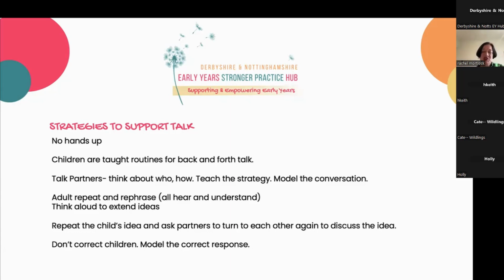So we can ask a question that's relevant to the exact level that child is working at, rather than asking a general question, which most of the children you'd expect will be able to answer, but for some that question will be too hard, and for some that question will be too easy. So a real advantage of having no hands up, of teaching children those routines of back and forth, and of thinking about talk partners. You see a lot of talk partners in schools particularly, and obviously children need to be at the point where they can hold those conversations, but when it works well, it is totally embedded into the routines of the classroom, and children have been taught right from the beginning.